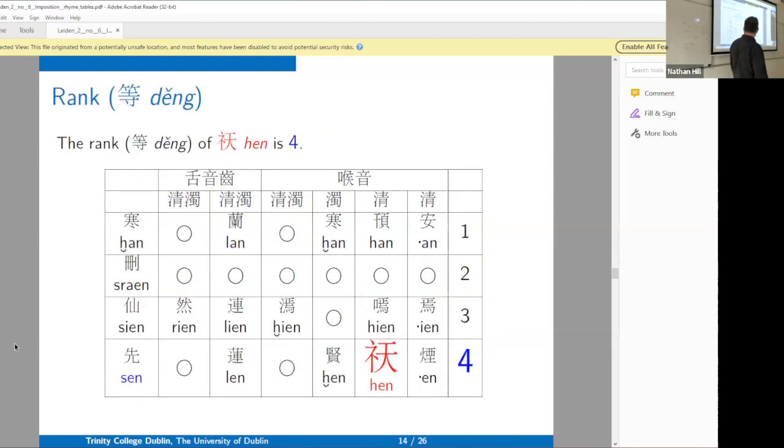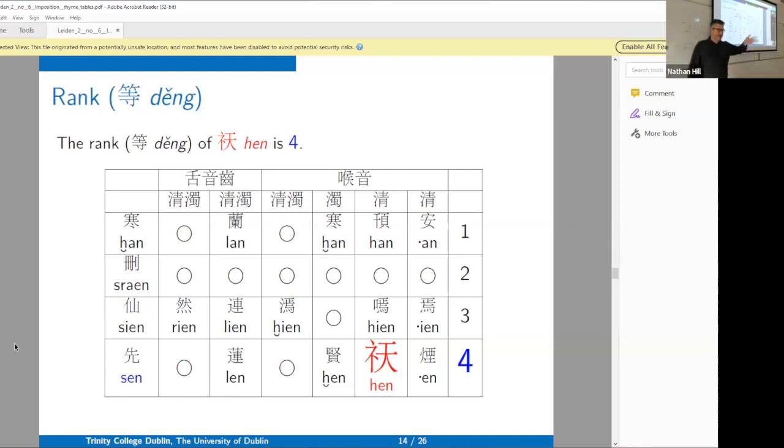Anyhow, so now what am I doing here? Now the so-called ranks. I'm just showing you how you can pull this information out of the rhyme tables. So you see we have these four rows: row one, row two, row three, and row four. So we would say that this one is rank four. And I really want to emphasize that's what rank four means. It means it is in row four.